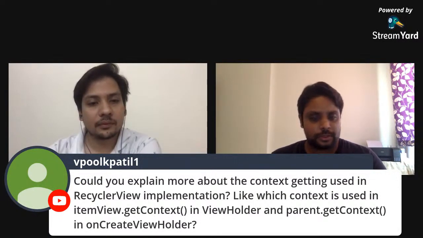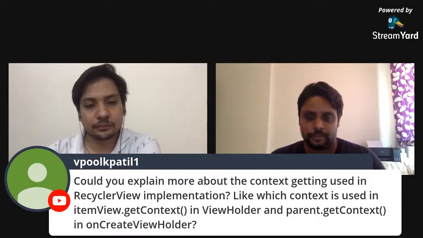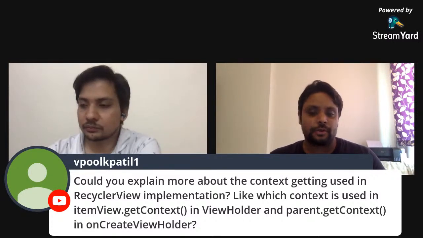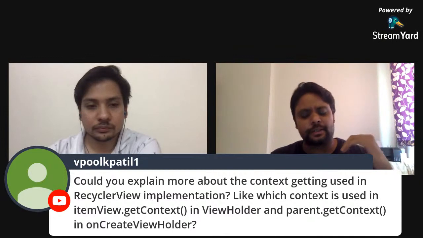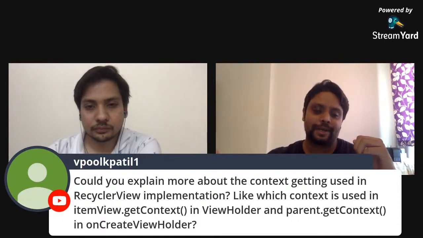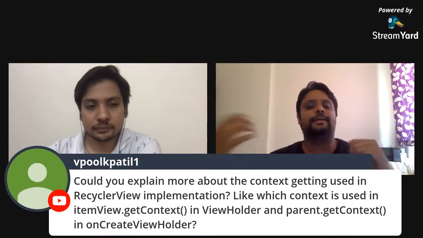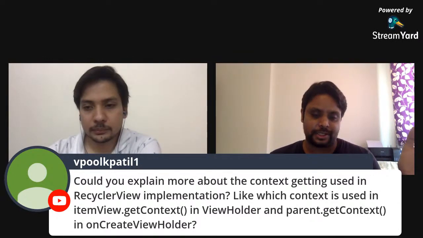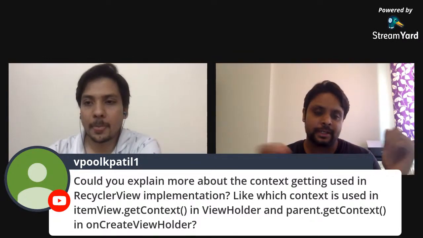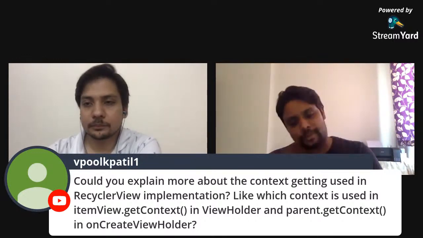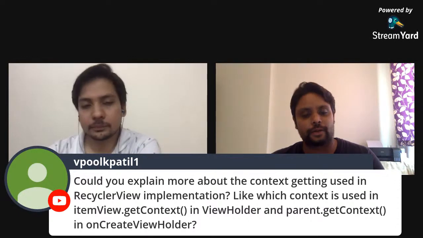What context will I get from get context in a view holder and parent dot get context in onCreate of the view holder? Whenever you call get context, remember this, it will return the nearest context it has access to. As an example, whatever context you passed in while creating the recycler view is the context you will get within the recycler view. If you pass application context, this will be an application context. If you pass in a UI context or activity context, then this will be an activity context for you.